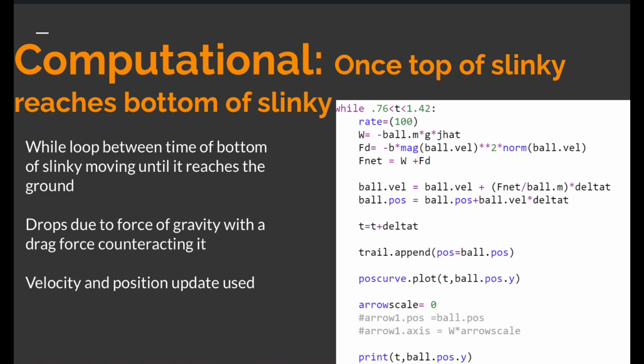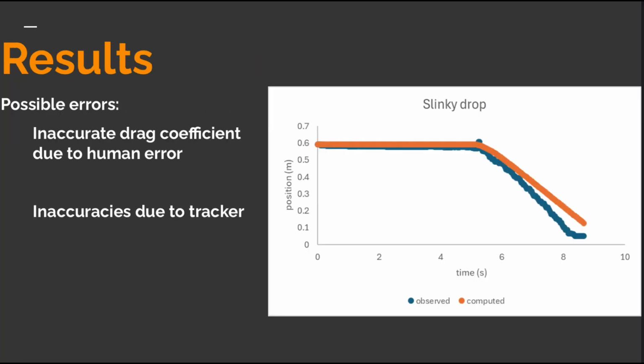So computationally, once the top of the slinky reaches the bottom of the slinky, there's a while loop during this time interval. The entire slinky drops due to the force of gravity, with drag force counteracting the gravitational force, and the velocity and position update formulas are used to track its movement.